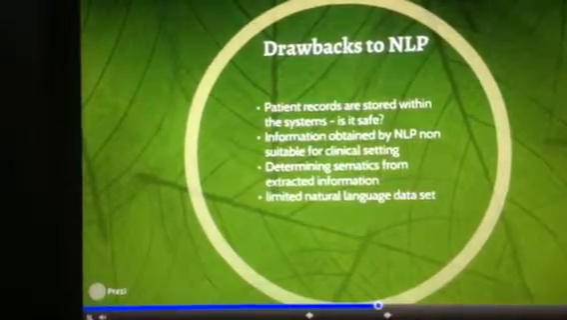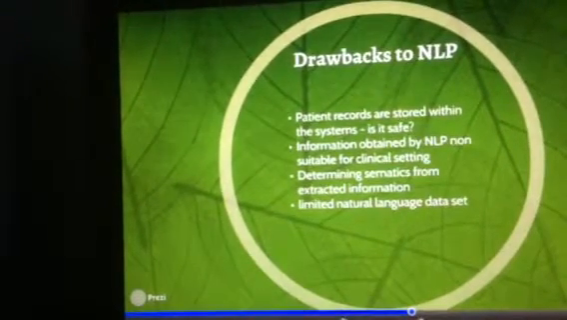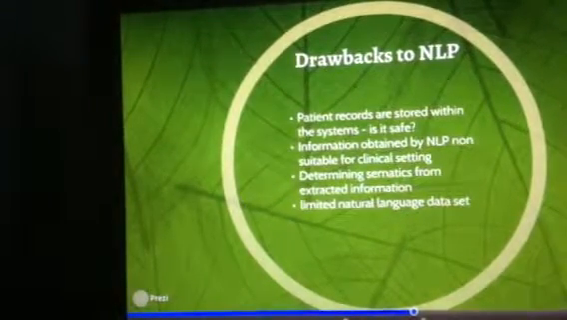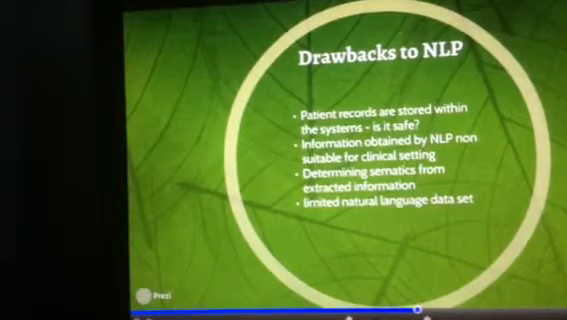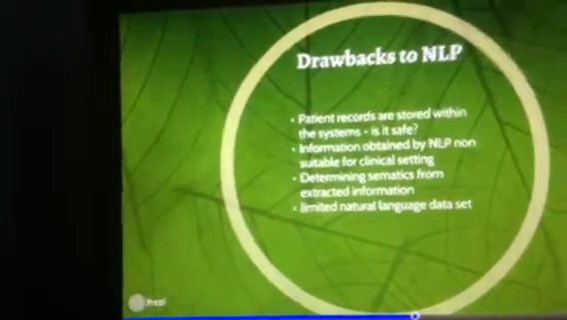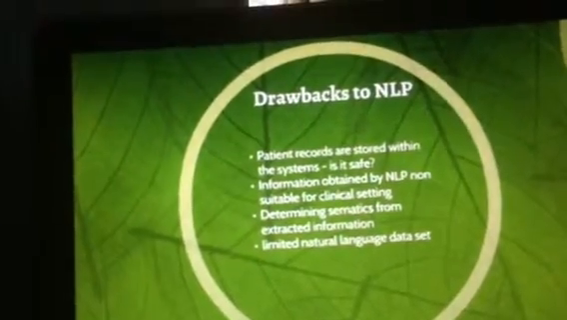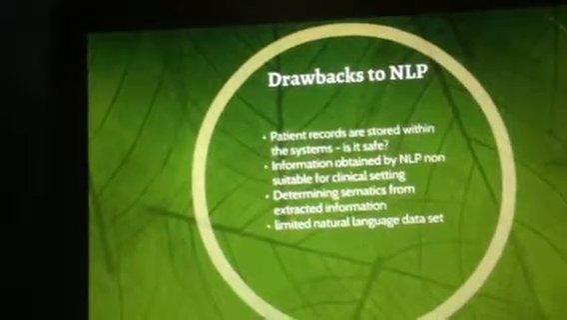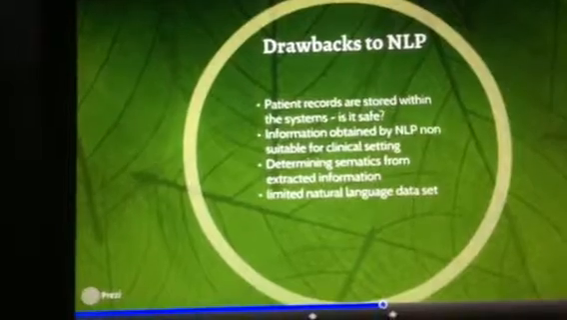Since NLPs have a limited natural language data set, it finds trouble determining semantics in the extracted information pulled from records. NLPs are also unsuitable within clinical settings. NLPs makes it hard to share and collaborate data among researchers.